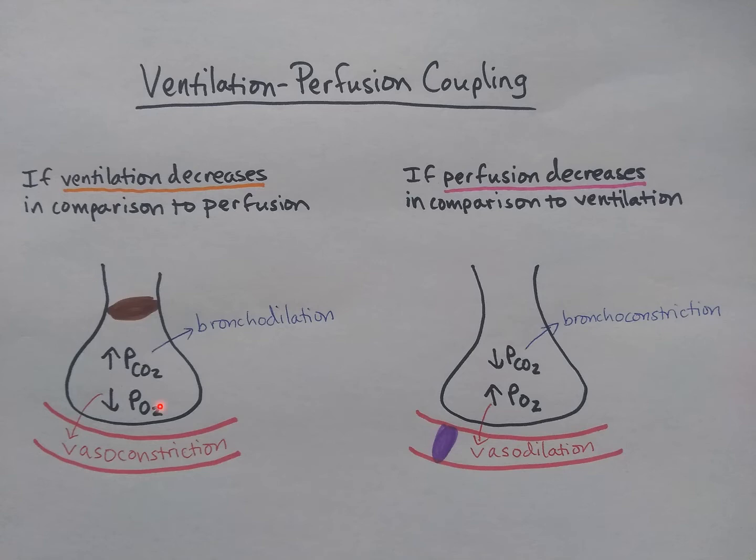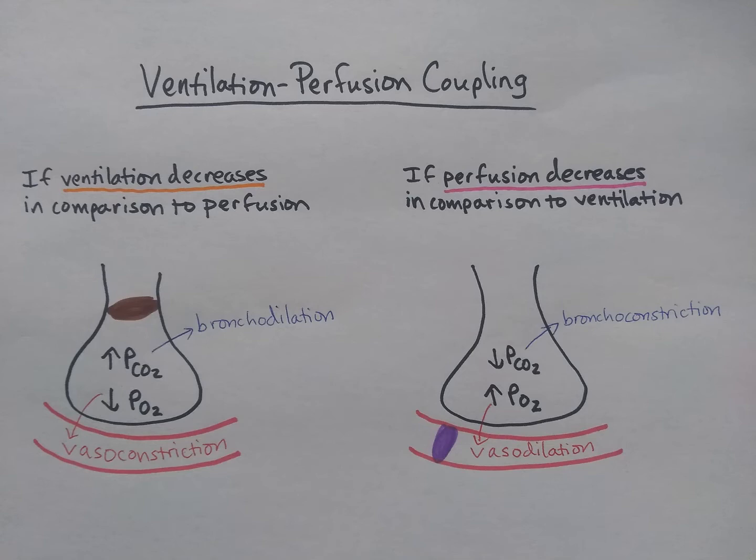The low oxygen levels will stimulate the pulmonary arterioles to vasoconstrict. And that's because the body sees that there's not a lot of oxygen to pick up in this alveolus, so why bring the blood there? So it's just going to constrict, cut off the blood flow to that alveolus, and send the blood elsewhere where there's more oxygen to pick up.